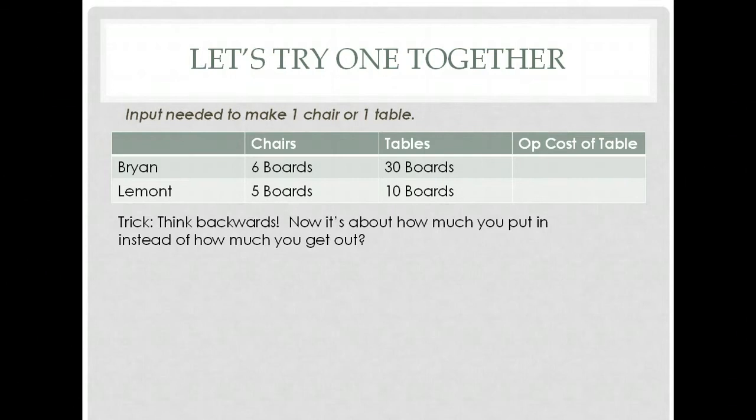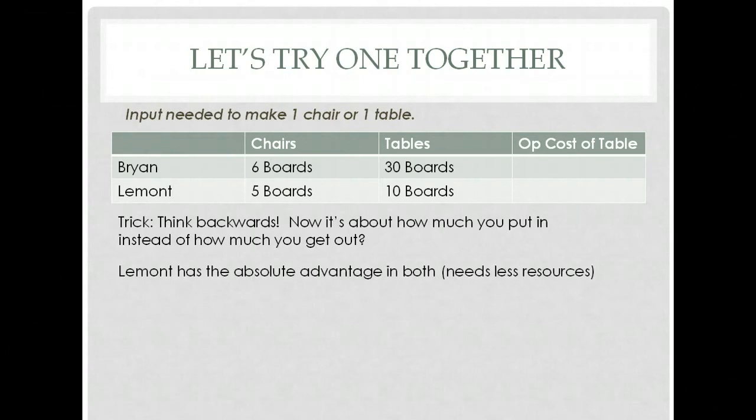So, what's the definition of absolute advantage? The absolute advantage is someone who produces a good with less resources. So, in Lamont's case, he produces a chair with 5 boards, Brian takes 6. So Lamont has the absolute advantage in chairs. And in the second case of tables, Lamont produces tables with 10 boards, as opposed to Brian, who produces it with 30 boards. In that case, Lamont is again using less resources, and so he has the absolute advantage also in tables. Lamont has the absolute advantage in both, because in both cases he needs less resources.